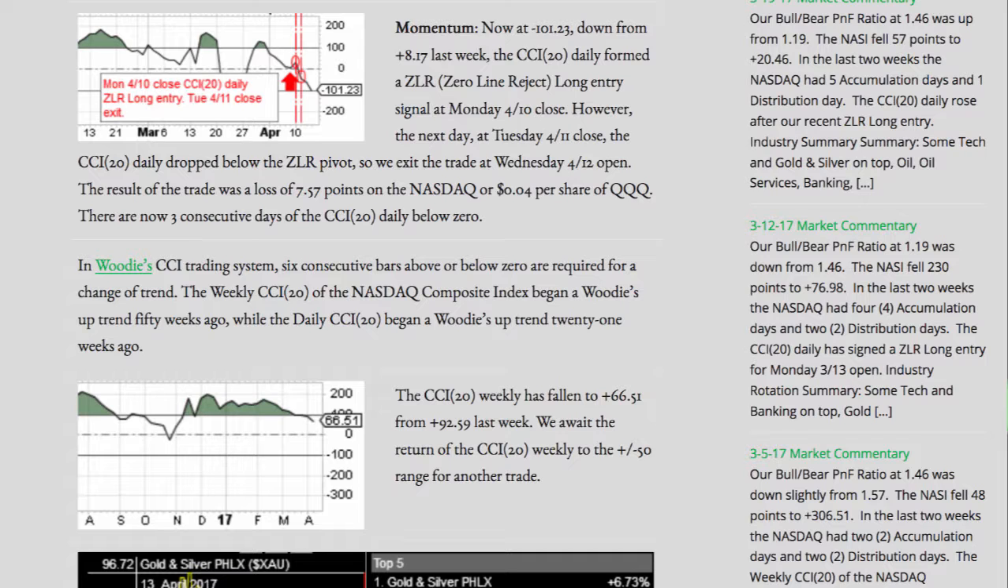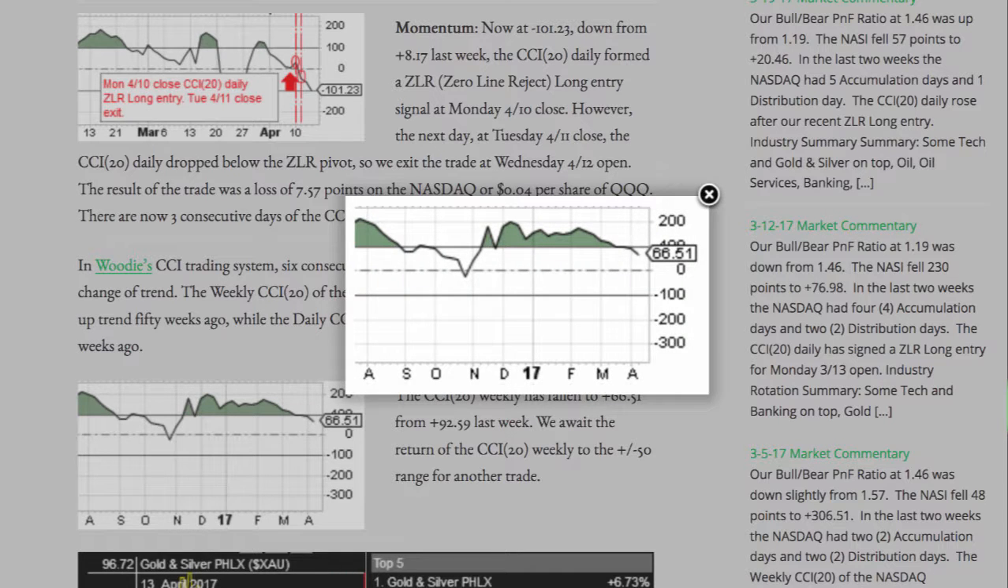The result of the trade was a loss of 7.57 points on the Nasdaq, or 4 cents per share of QQQ. There are now 3 consecutive days of the CCI20 below zero. In Woody's CCI trading system, 6 consecutive bars above or below zero are required for a change of trend. The weekly CCI20 of the Nasdaq Composite Index began a Woody's uptrend 50 weeks ago, while the daily CCI20 began a Woody's uptrend 21 weeks ago.